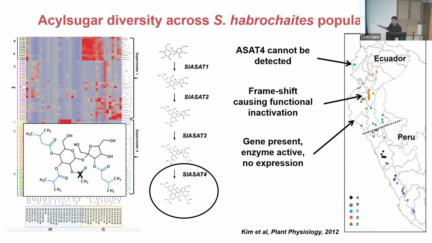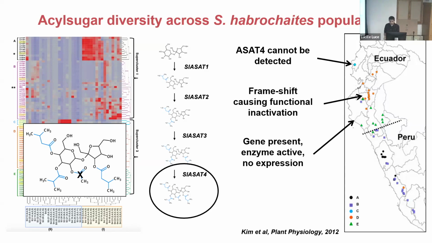Here the gene is present, but there is no expression. Here there's a frame shift that causes functional inactivity. The gene is expressed, but there is a frame shift. And here we cannot even detect the enzyme. So three different means of the same enzyme getting lost. How is that possible, and what's special about this line?